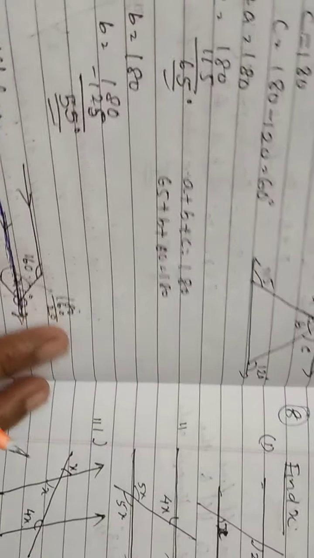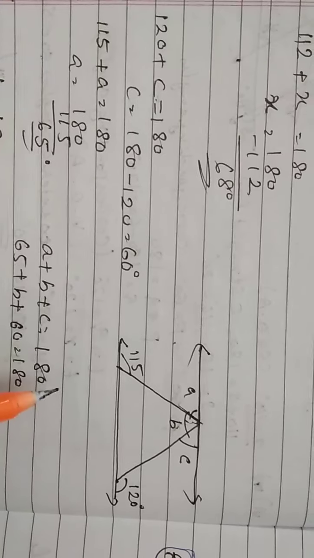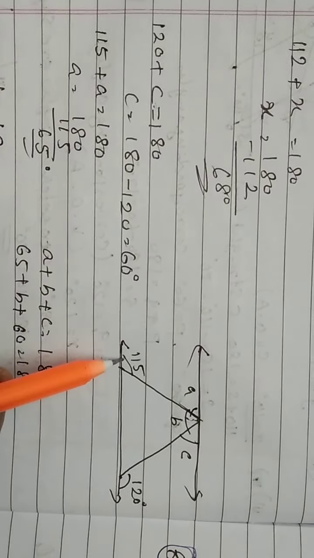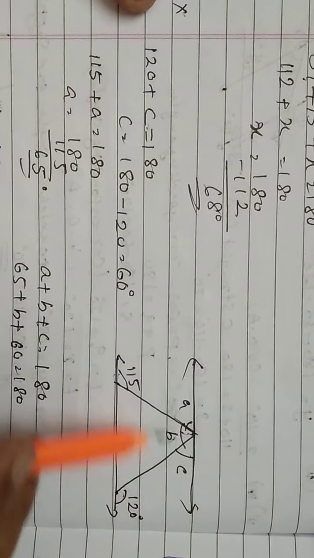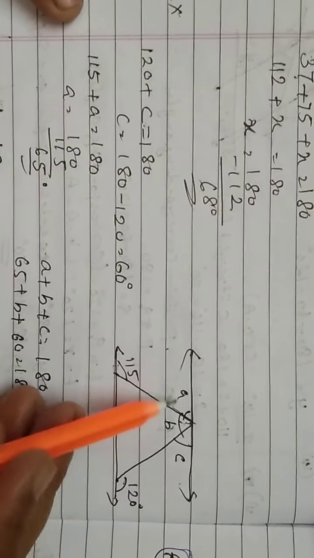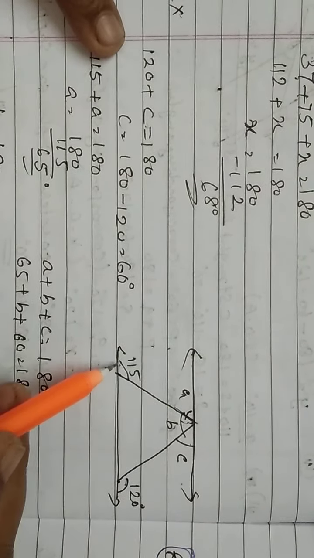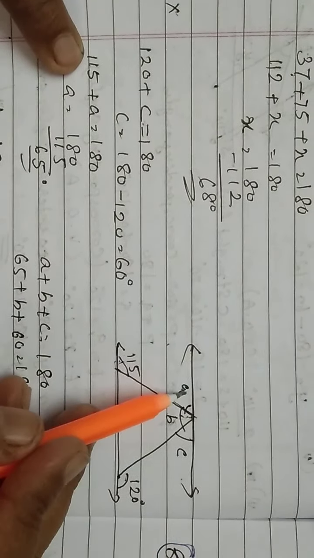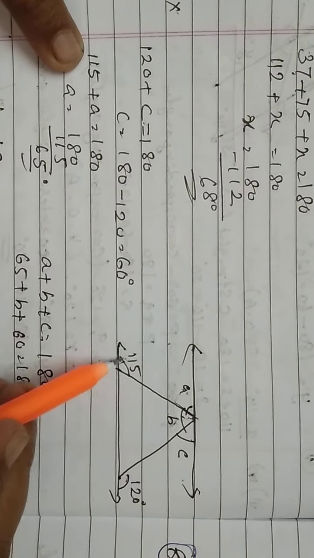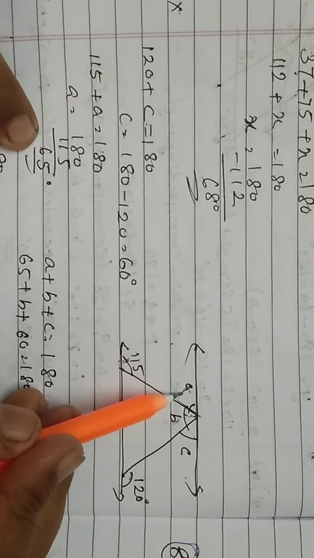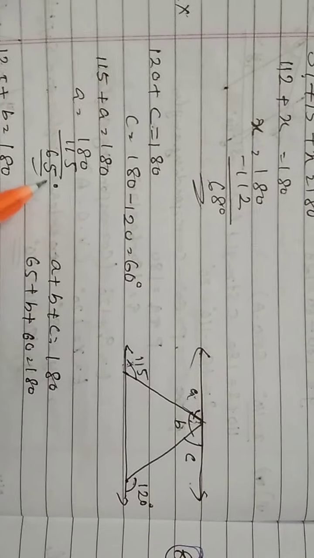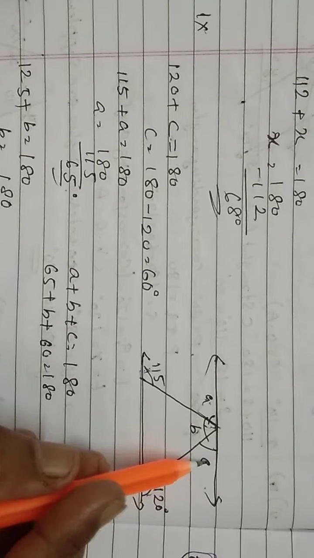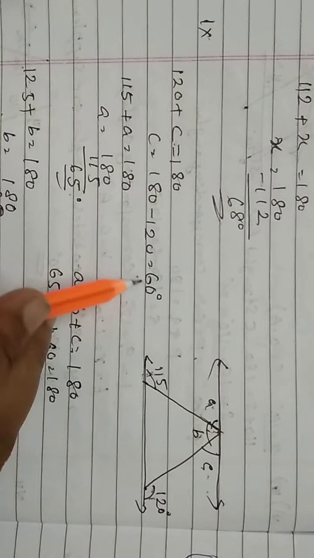Now next section, look at here children, this is another question, 8th question. If these two angles are given, we have to find A, B, C. How will you find it? A and C can be considered. A and C, they are co-interior angles, supplementary. 180 minus 115, you will get A equals 65. Just like 120 and C, we can find it. They are co-interior angles, supplementary. 180 minus 120, you will get C equals 60.